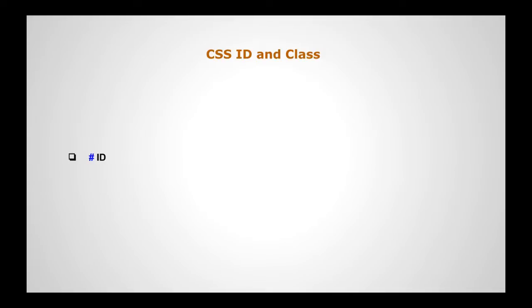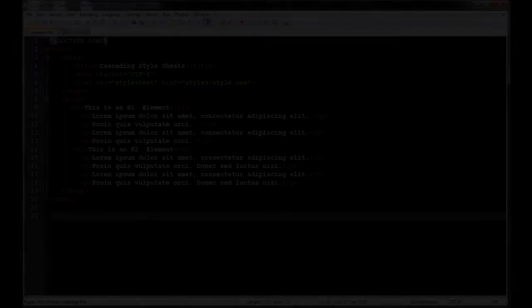The other type of selector is the class selector. To use the class selector, we use the dot, then the name of the class, and we use classes to apply the same styles to different elements by using the same class attribute value across multiple elements. So let's go to Notepad++ and work with CSS IDs and classes.